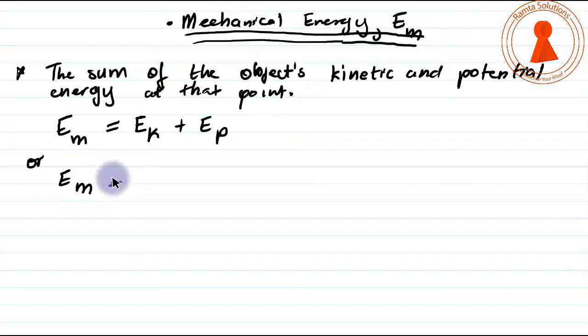Remember the equations of kinetic and potential energy, right? So you can say this is half mv squared plus mgh, because you said potential energy is mgh. Now you also said kinetic energy, its formula is half mv squared. Now this is what your EM is, in other words, what your mechanical energy is.